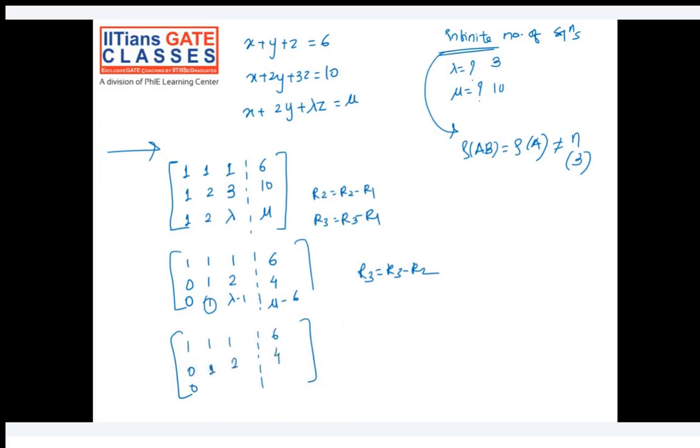So if lambda is equal to 3 and mu is equal to 10, at that point only this term will become 0 and this term will become 0. And then only you can say rank of A equals rank of AB equals 2. If lambda is equal to 3 and mu equal to 10, this will become 0, this will become 0. So the number of non-zero rows will be 2 only. Correct? I hope you are following it.